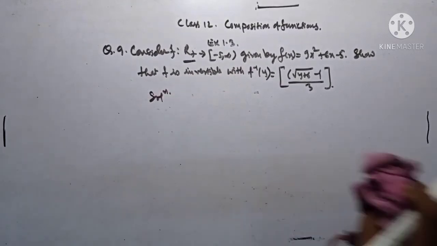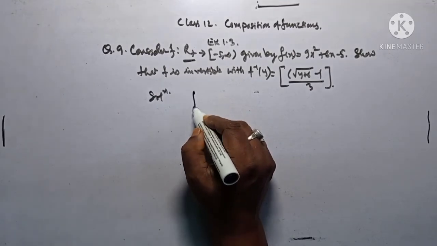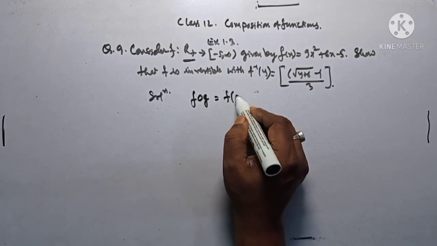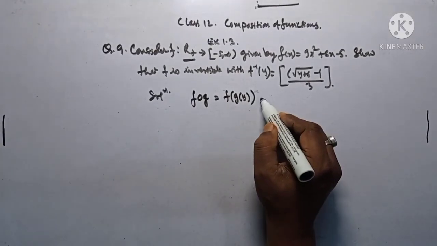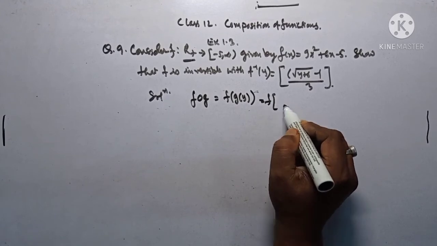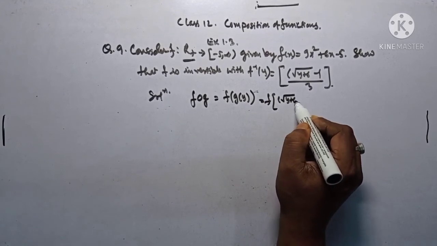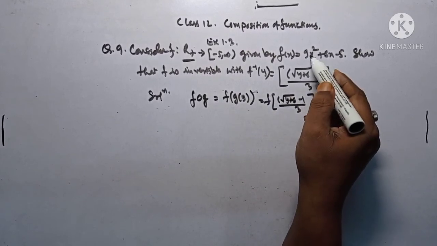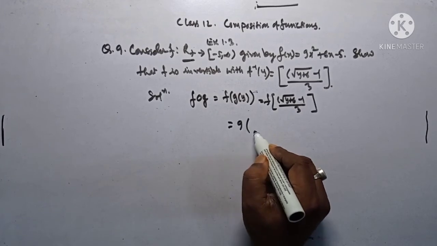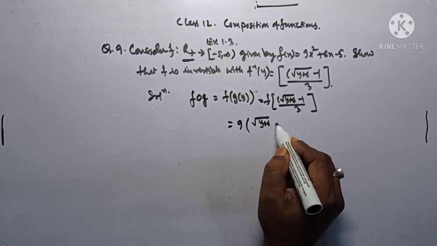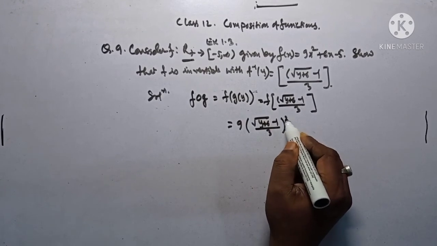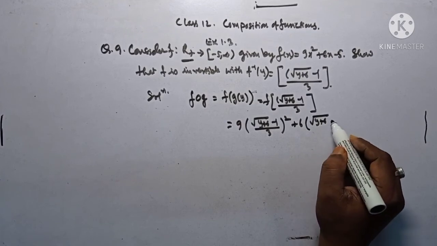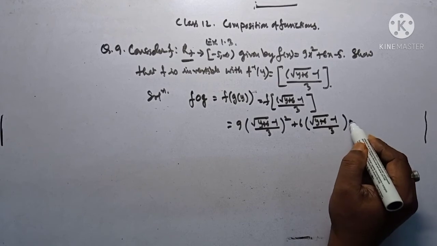So first fog, that is f of g(y). This will be equal to f of root y plus 6 minus 1 by 3. And now I'm going to place this for x here. So 9 times root y plus 6 minus 1 by 3 the whole square plus 6 times root y plus 6 minus 1 by 3 minus 5.